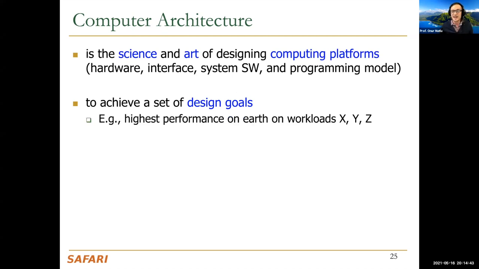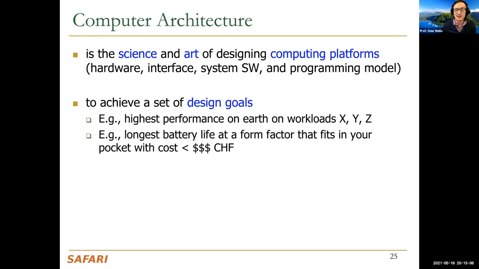For example, your design goal in designing a computing platform might be to get the highest performance on Earth on workloads XYZ. This is very specific, clearly. It could be a machine learning workload. It could be a very specific neural network model. It could be a climate modeling application, for example. So this may be the definition of a supercomputer. Usually, you're restricting yourself to a small set of applications, and your goal is very high performance.